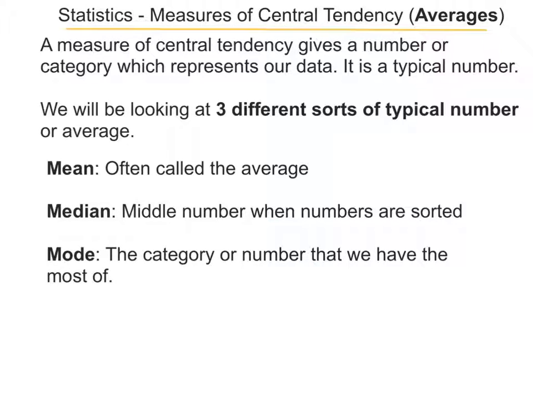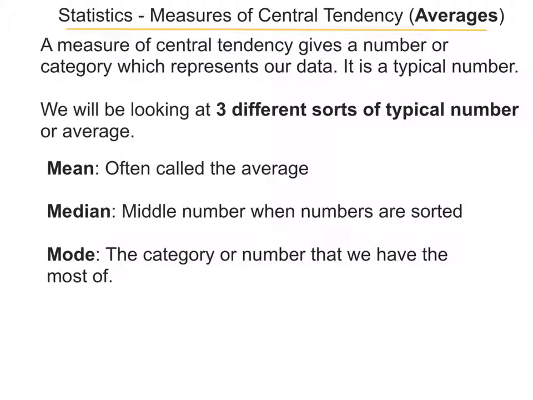In this video we're looking at measures of central tendency, which is often called an average. These are typical numbers that represent all the other numbers. We will be looking at three different sorts of typical number. The first one's called the mean, which is often called the average, but it's just one sort of average, and its real name is arithmetic mean.